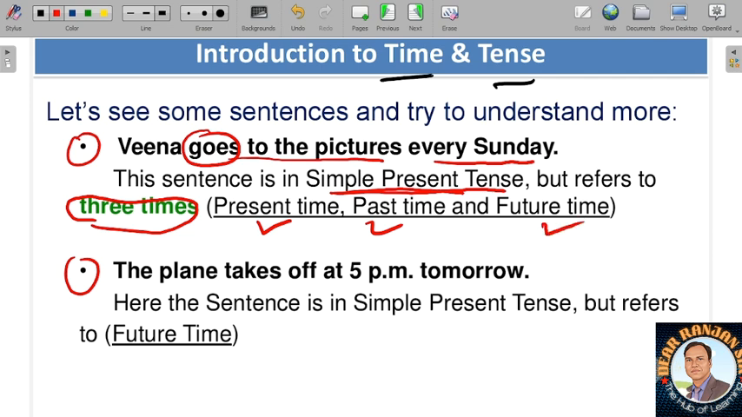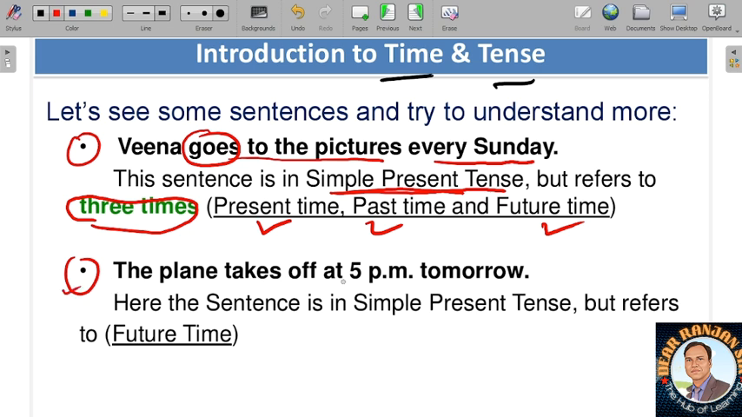That means if we say Veena goes to the picture every Sunday, that means in the past days also she was going, now also she goes, and even coming days she will be going. Okay, so this is what it is indicating. Now let's come to this second one.